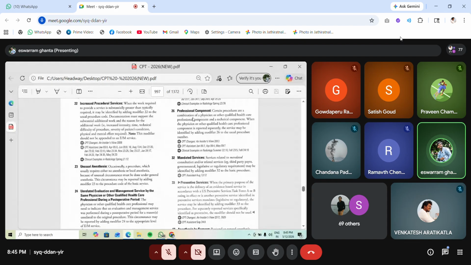PC is the professional component. The PC professional component modifier is 26. It is opposite to the TC. One is the professional component, the other is the technical component. I'll tell you one example.